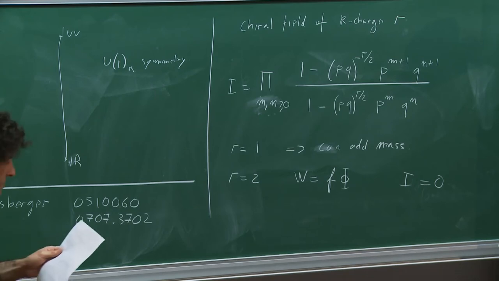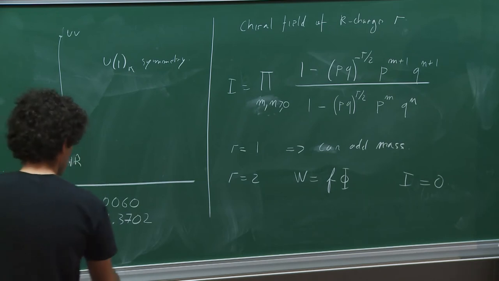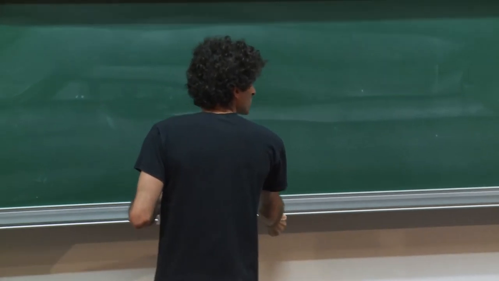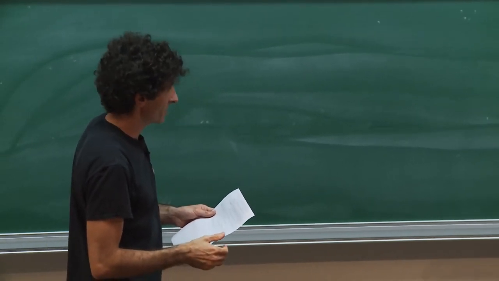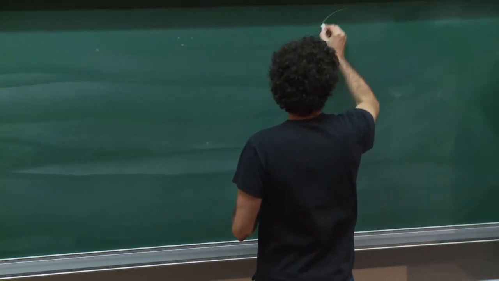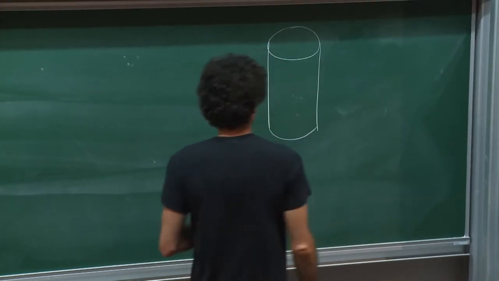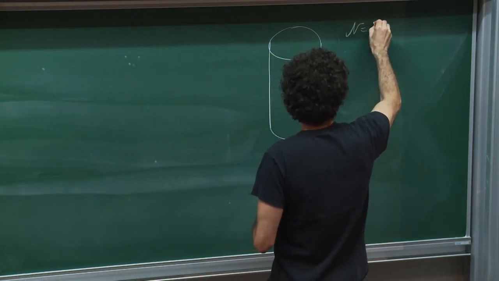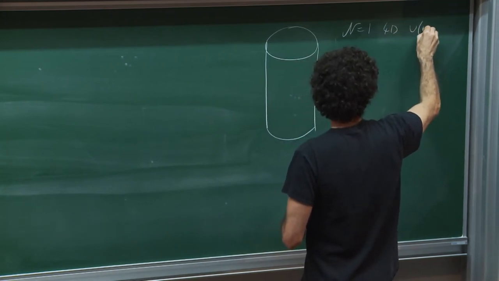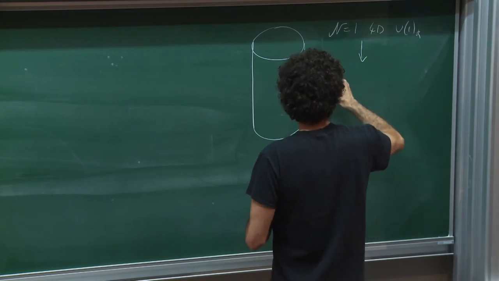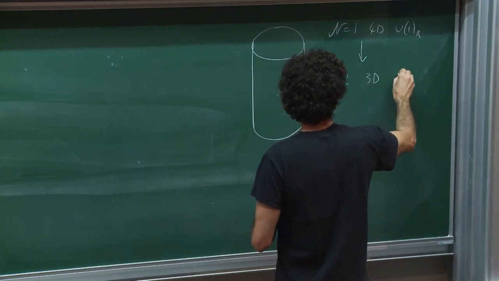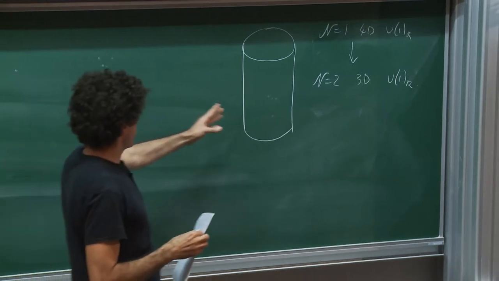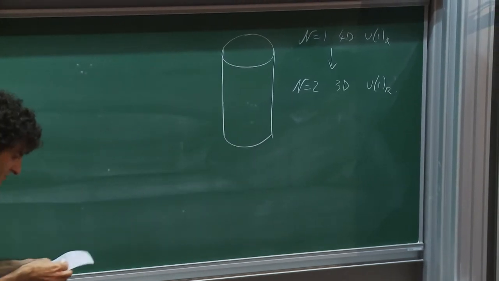Okay, so I'll just make some extra comments, in the spirit of this last comment by Nikita. We can think about using this background that we have on S3 times S1 also to say something about theories in 3D. In particular, if you have an N=1 theory in 4D with a U(1)_R symmetry and you reduce down to 3D, then you will get an N=2 3D theory with U(1)_R symmetry. So we have this background with all these isometries. Maybe we can reduce it and get some interesting things in 3D.